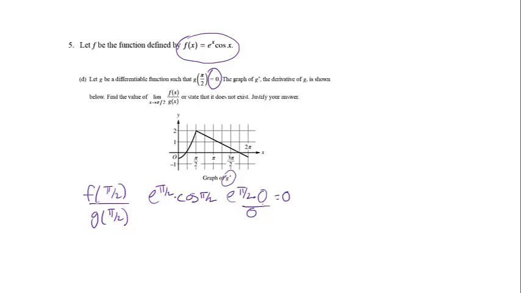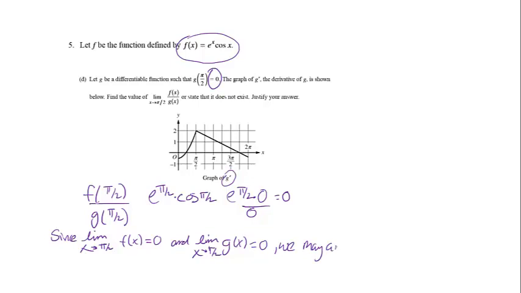But remember, when we're using L'Hopital's rule, we need to justify that we're going to get to use it. So I'm going to say, since the limit as x approaches pi over 2 of f of x is equal to 0, and the limit as x approaches pi over 2 of g of x is also equal to 0, we may apply L'Hopital's rule. Okay, so we've established that.